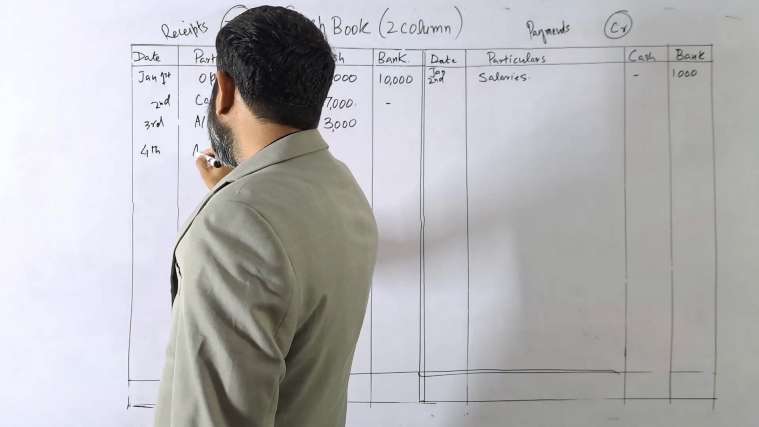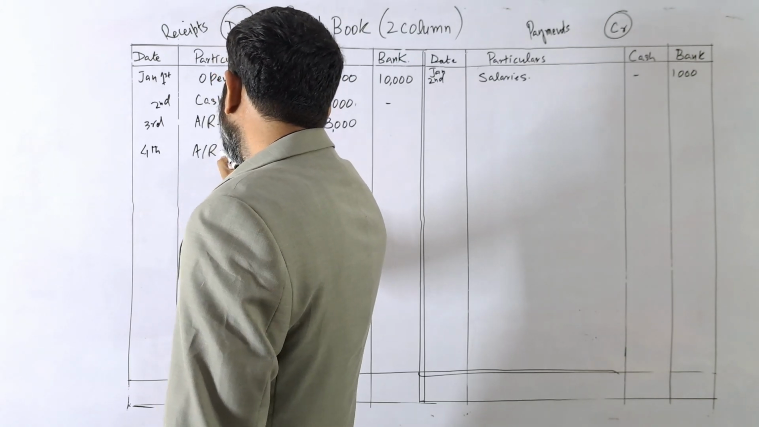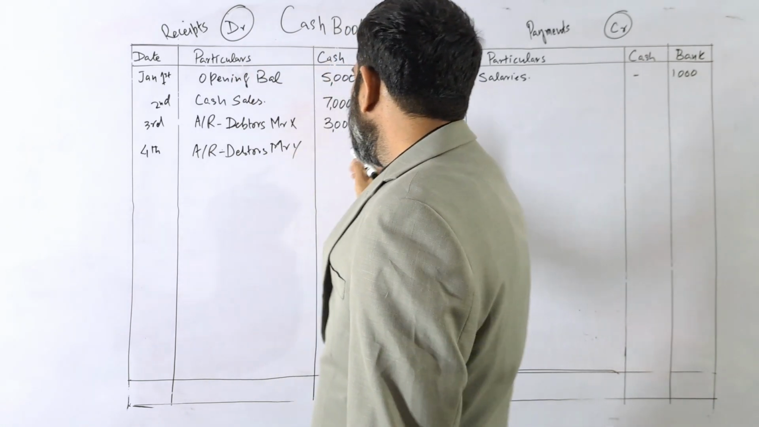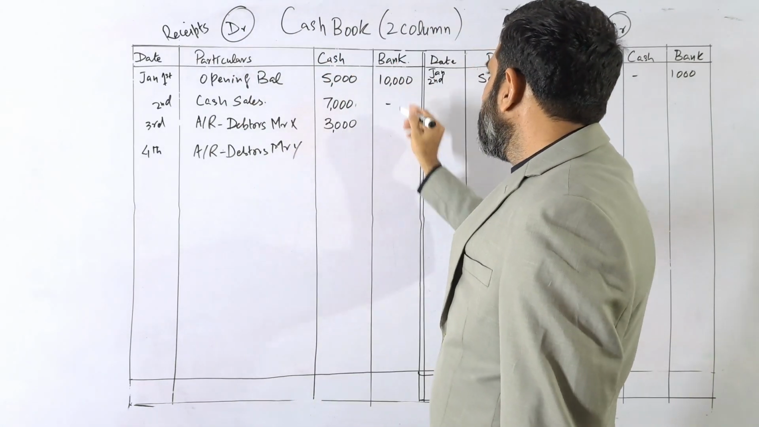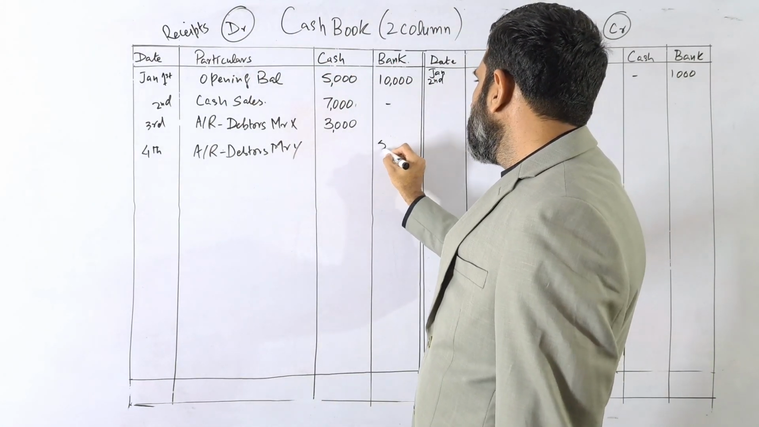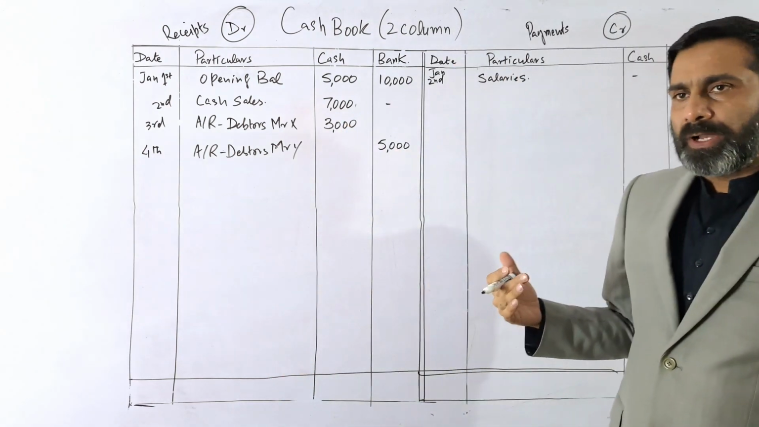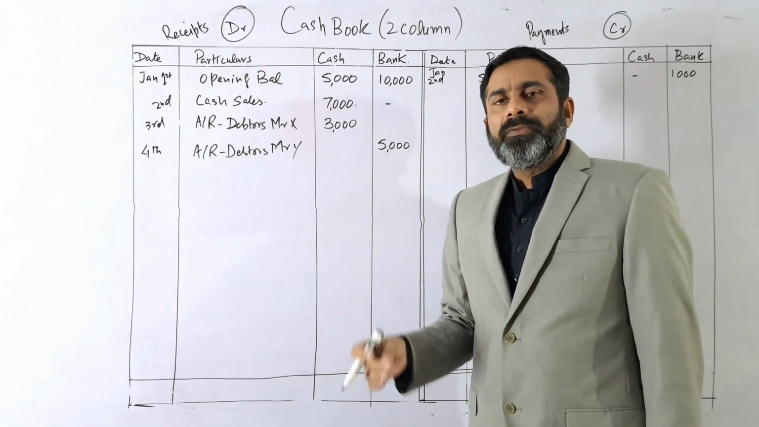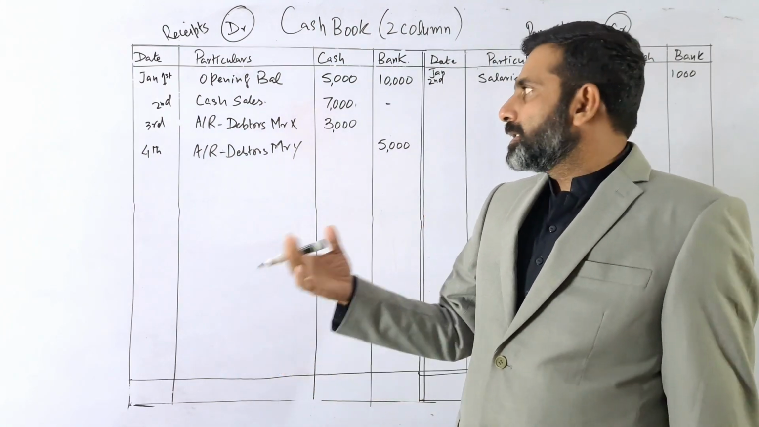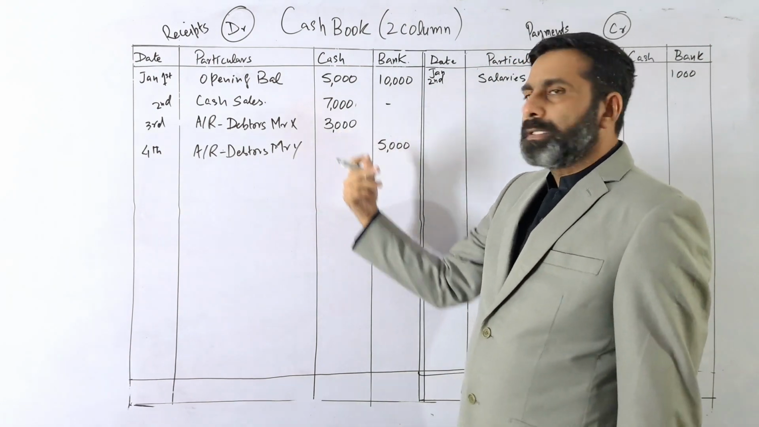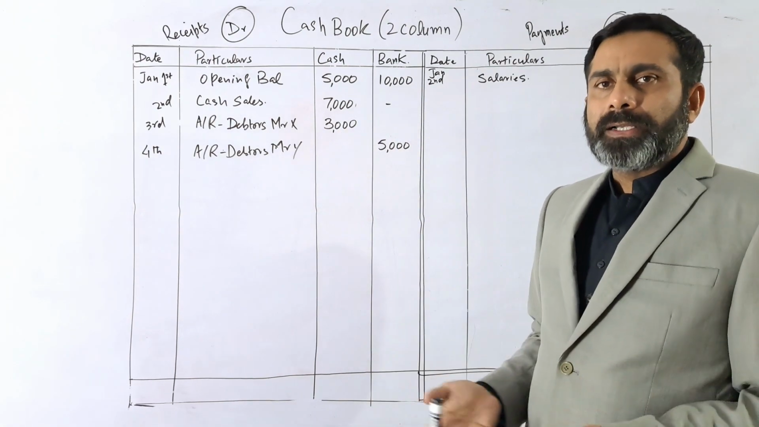On the fourth, for example, one more debtor, Mr. Y, has deposited money into the bank account, let's say $5,000. It means we have to receive money from the customers, who are our debtors, our receivables. We have received 3,000 on the third, so that is the cash in hand. We have received the hard cash.